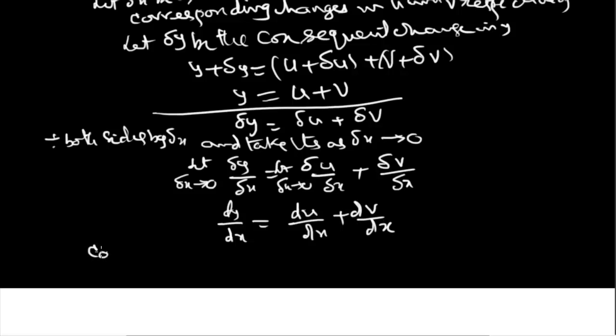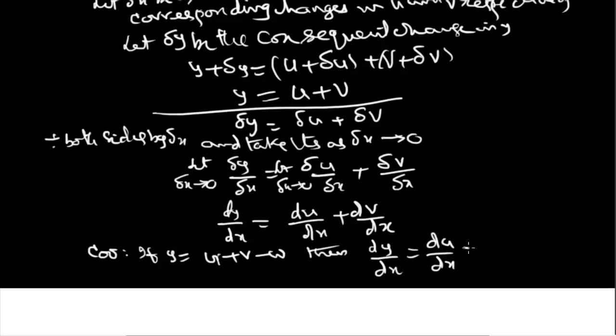The corollary is if y is equal to u plus v minus w, where u, v, w are functions of x, then dy by dx is equal to du by dx plus dv by dx minus dw by dx. That means differentiation of a sum is what? Sum of the differentiations. So differentiation of a difference is what? Difference of the differentiations.